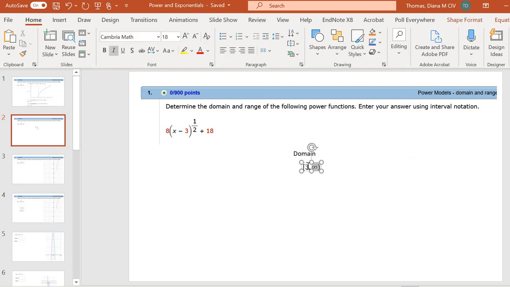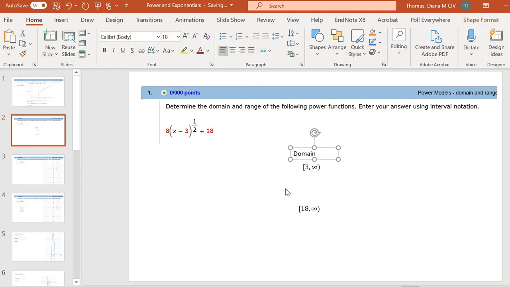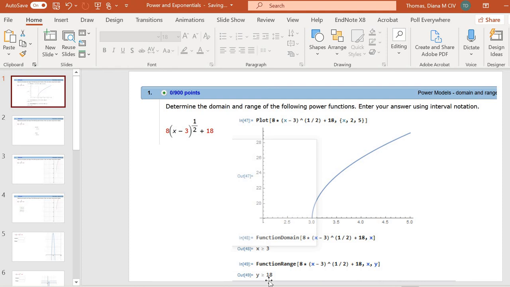Now, for the range, that was y is bigger than or equal to 18. That's how we do it for the range. And that would be the range. You have to be careful with whether it's open brackets or closed brackets, because it will be marked wrong on WebAssign, as it should, if you put an open bracket here instead of closed. So 18 is included. Look what Mathematica told you: y was bigger than or equal to 18. And the graph really only starts at y equals 18.